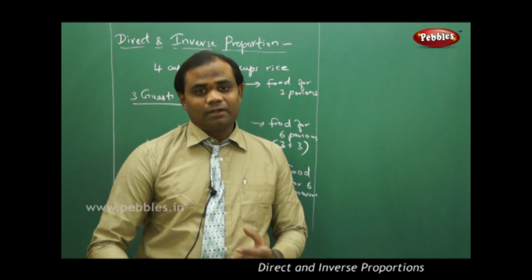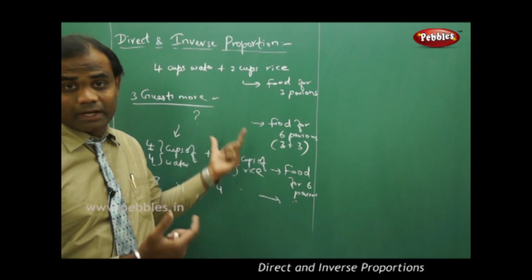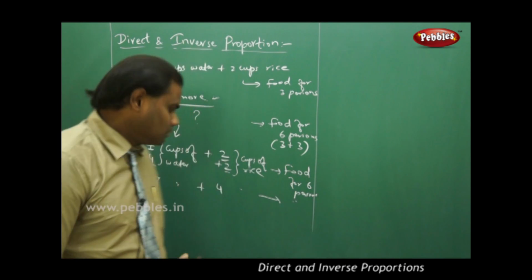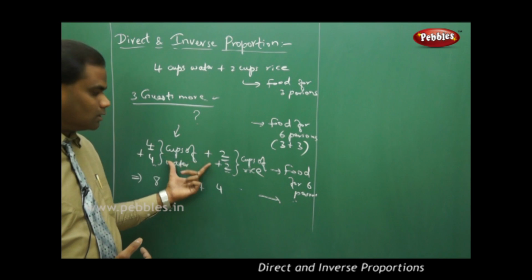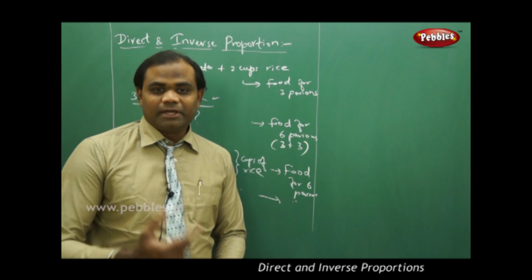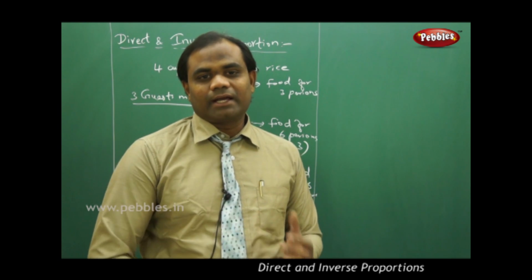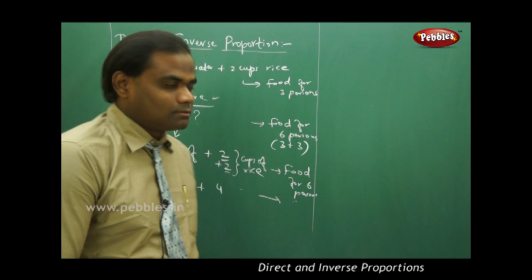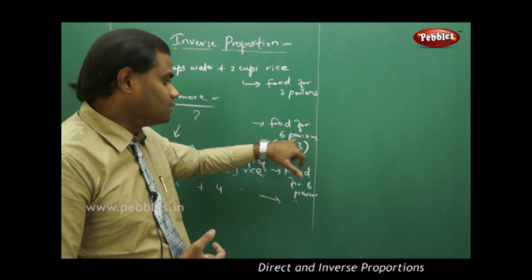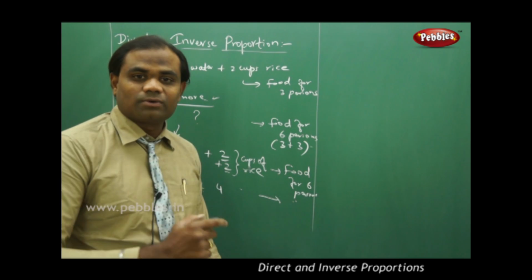If 3 more guests arrive in addition to the 3 guests who have already arrived, then for 9 persons inside the house, I have 4 plus 4 plus 4 cups of water and 2 plus 2 plus 2 cups of rice, which makes the food for 9 persons. Mathematically, this is how I construct the quantity of food ready for the number of persons, which directly depends on the number of persons who have come.